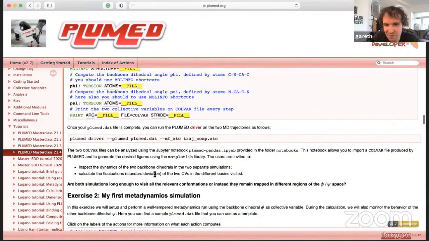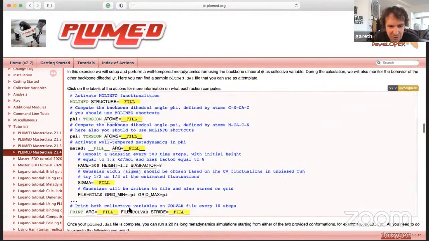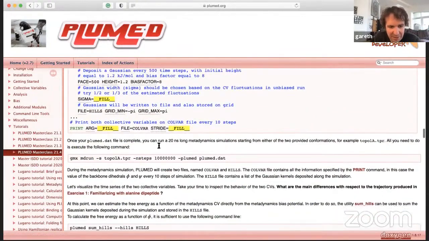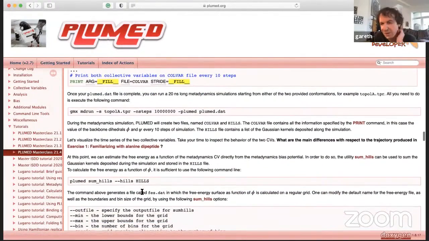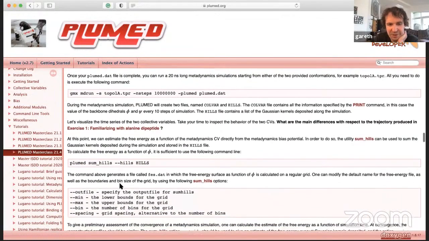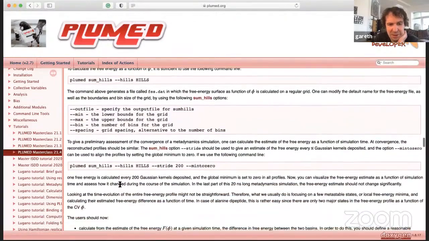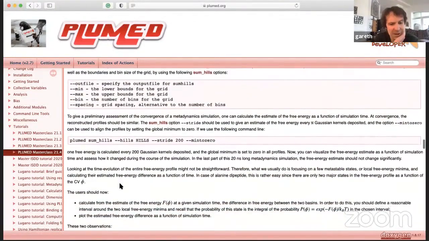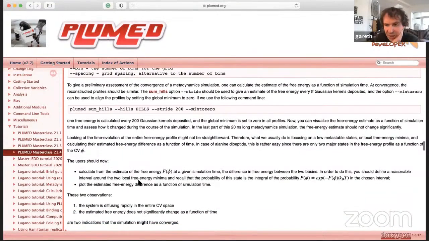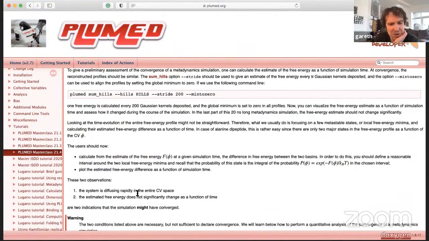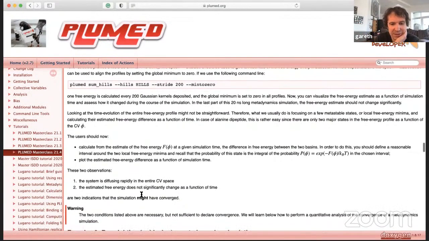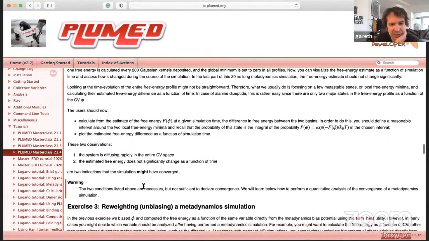Exercise 2 gets you to run a metadynamics simulation. You have the input for metadynamics, and it's going to show you how you can add hills, and extract the free energy surface from the bias potential in the metadynamics simulation. And then it gives you a little exercise to look at how the free energy estimate that you get is converging.